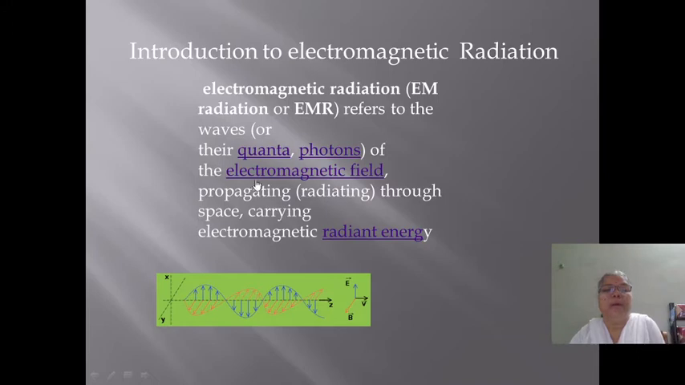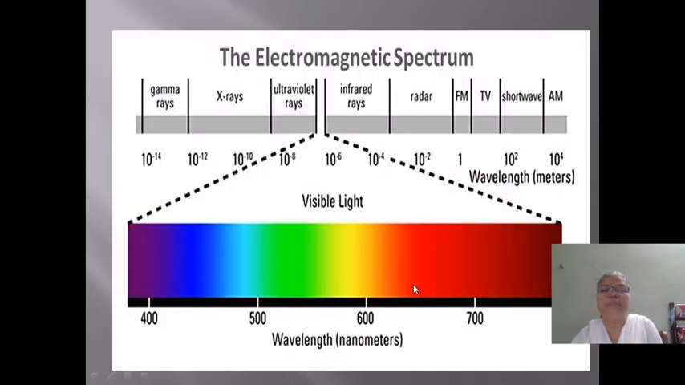The electromagnetic field propagates or radiates through space, carrying electromagnetic radiant energy. And electromagnetic radiation is composed of an electric component and a magnetic component, and they are at right angles to each other, and this is the propagation of electromagnetic radiation.